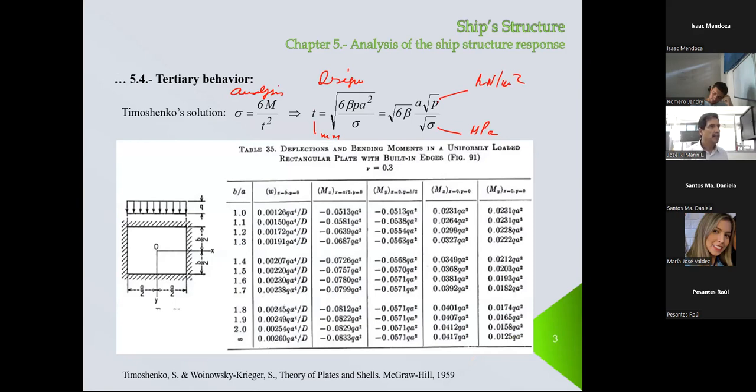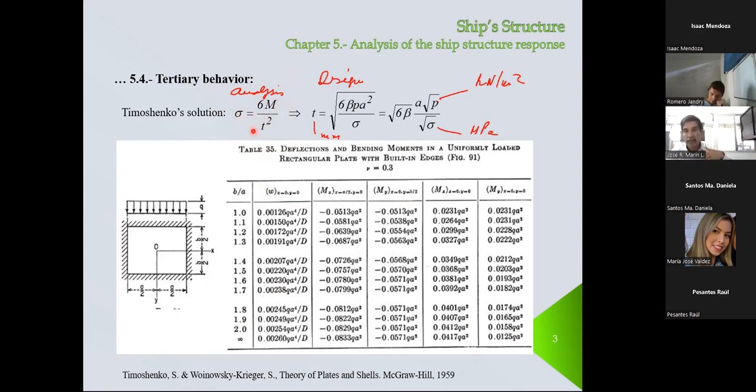Here, this is the basic equation that we have from chapter 4, and we can use this for analysis. We can use this table from Timoshenko or any other similar table in order to estimate the bending moment. With the bending moment and the thickness, we can calculate the stress. And this is the case when you do analysis of a system.